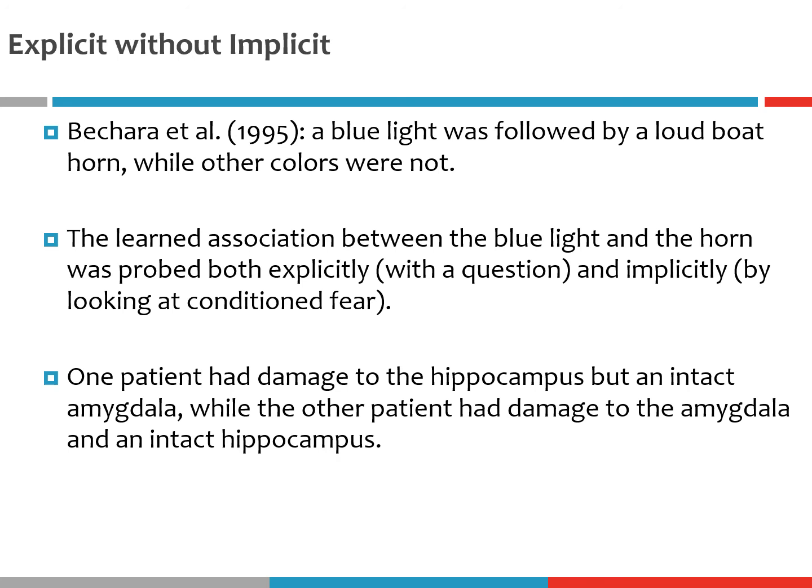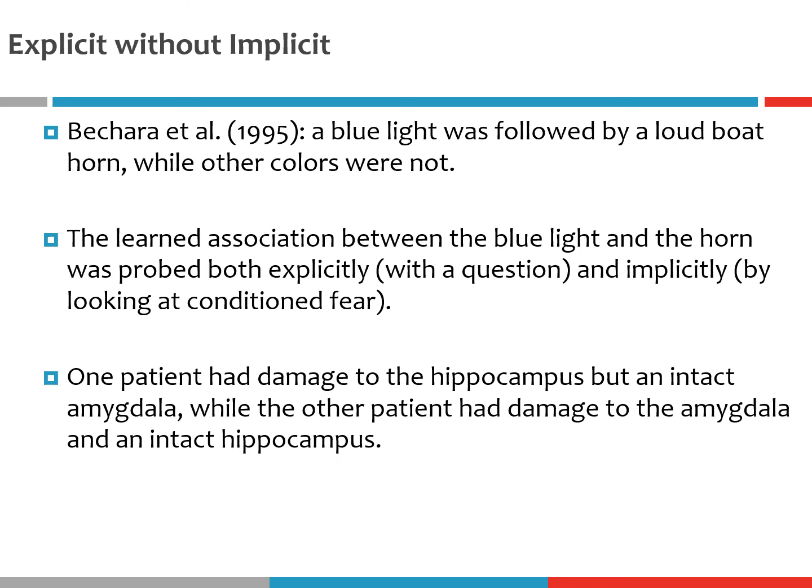So this is an example, again, of a classically conditioned association. The blue light alerts people that they're going to hear a very loud noise, right? So it's a classically conditioned association. And like I said, classically conditioned associations are examples of implicit memories, right?